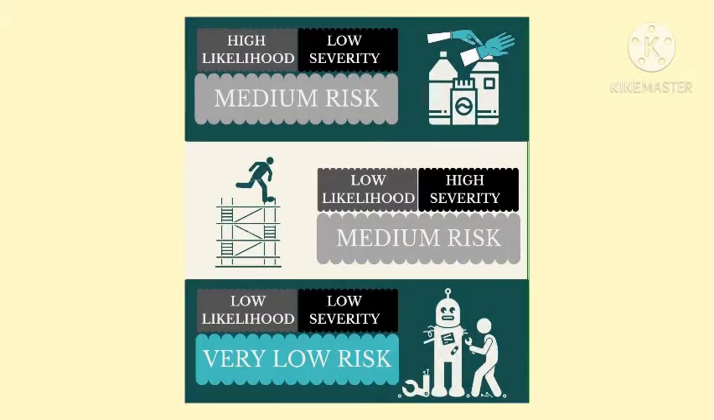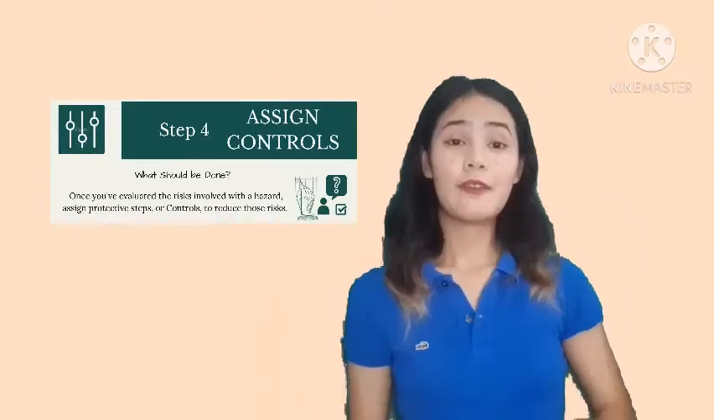Another example, workers only need to access the raised platform for annual inspections, and guards are in place, and this is a low likelihood. However, a fall could be deadly, and this is a high severity. But overall, this is a medium risk. And the last example is, the oven exhaust system is hard to reach, and work on it requires the oven to be locked out, and this is a low likelihood. The surfaces are only hot enough to cause first-degree burns, and this is a low severity, but overall, this is a very low risk.